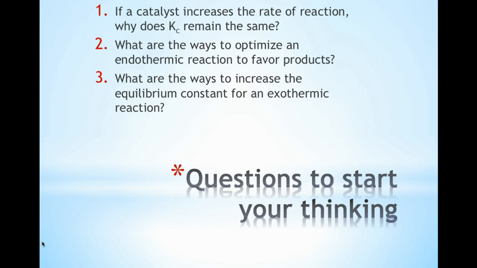Some questions to start your thinking. If a catalyst increases the rate of reaction, why does Kc remain the same? What are the ways to optimize an endothermic reaction to favor products? What are the ways to increase the equilibrium constant for an exothermic reaction? Remember to write down on a piece of paper the answers to these questions if you have not passed.